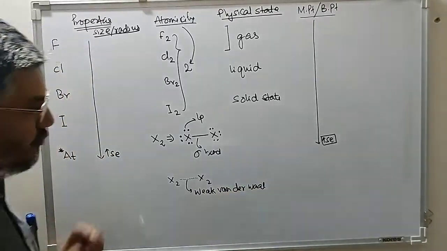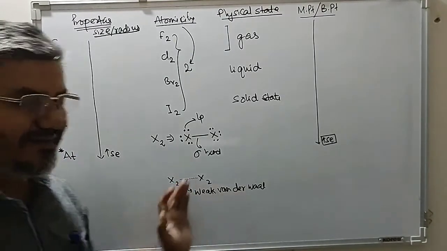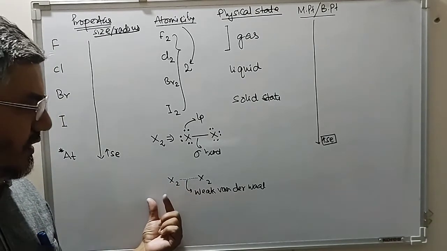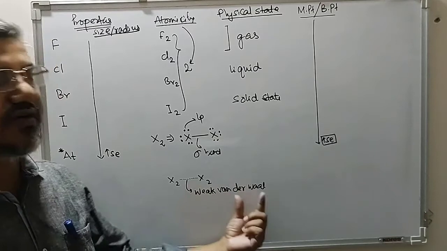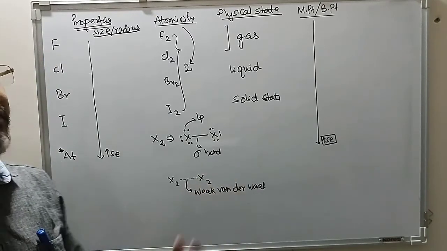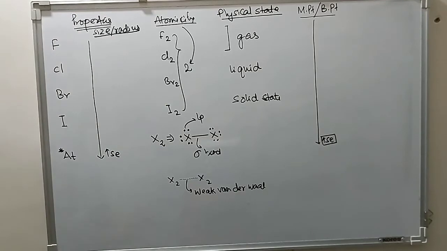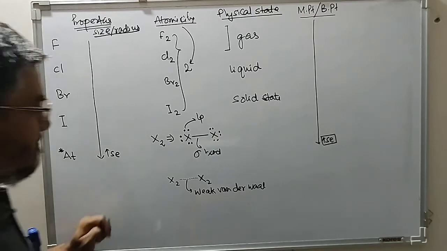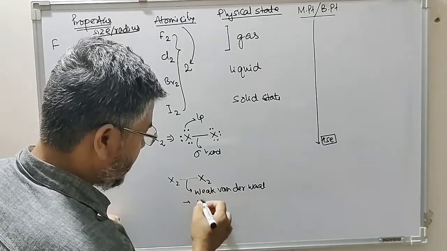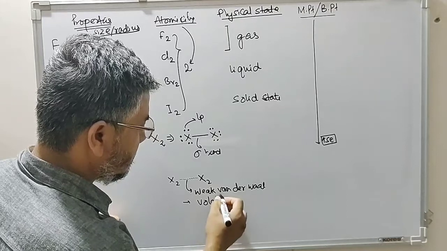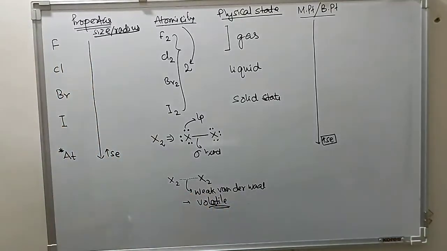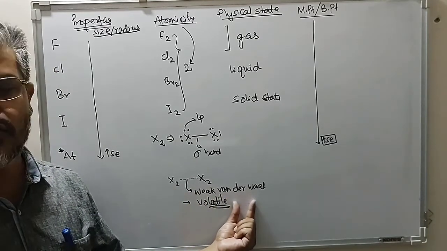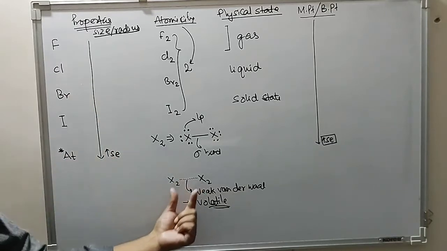So because of this being weak van der Waals force in the lattice structure in between two adjacent halogen molecules, the molecular attractive force is weak van der Waals force. Because of this being weak van der Waals force, these halogens are volatile. So this represents volatile nature. All these halogens are volatile. So the reason being because of weak intermolecular van der Waals force of attraction between the adjacent molecules.